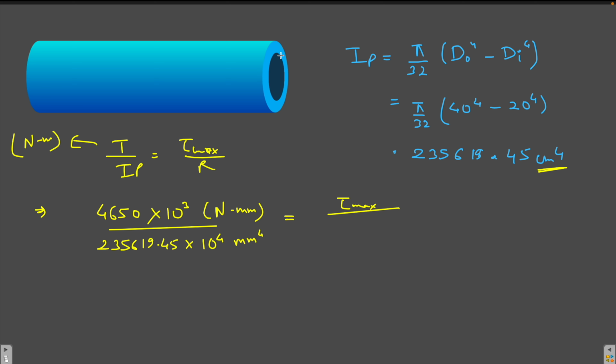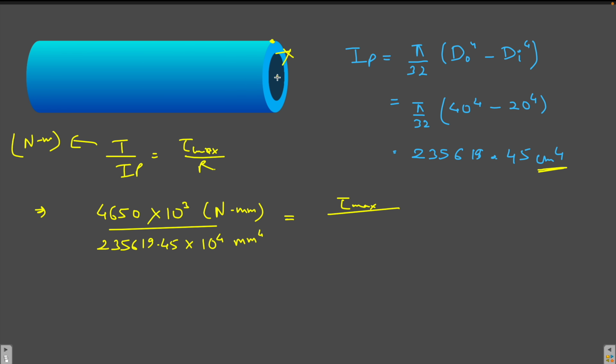There are two radii, right? There is an internal radius and there is an external radius. For finding the maximum shear stress, the maximum shear stress will occur here, not here, not this part, right? It will occur in the outer periphery. So we will be using the external diameter or the external radius.